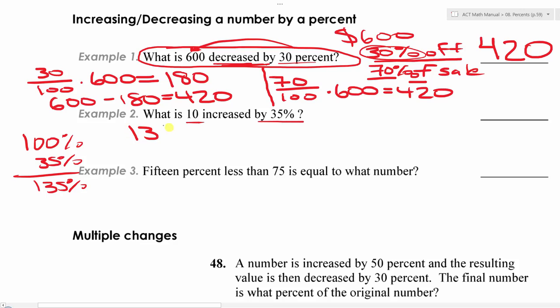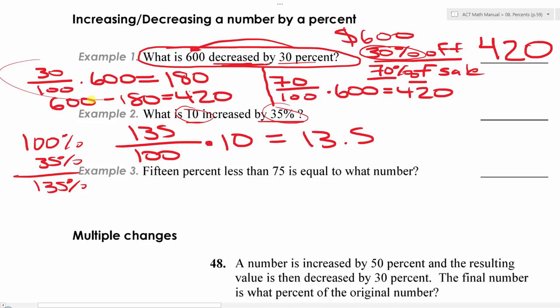So I am simply going to do 135% of 10, and that is going to equal 13.5. Again, I could calculate 35% of 10 and then add that to the 10. That would be perfectly fine. That would be more like this method over here, but this is the one-step solution.